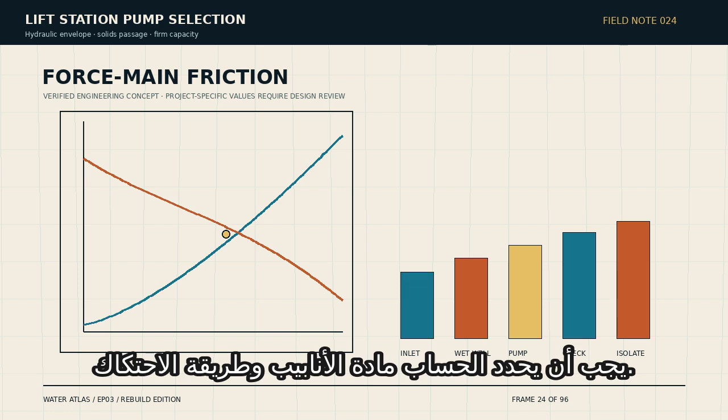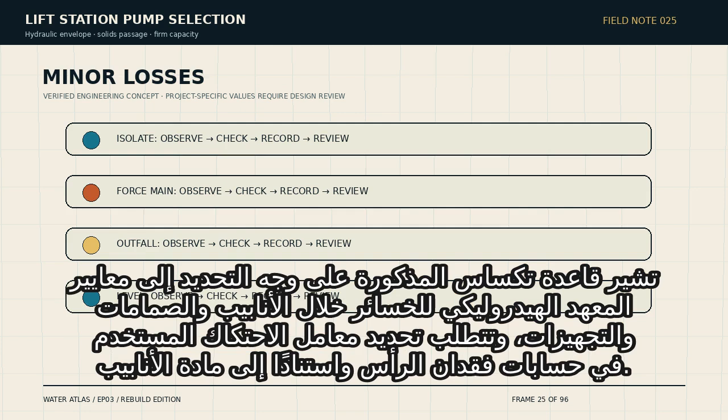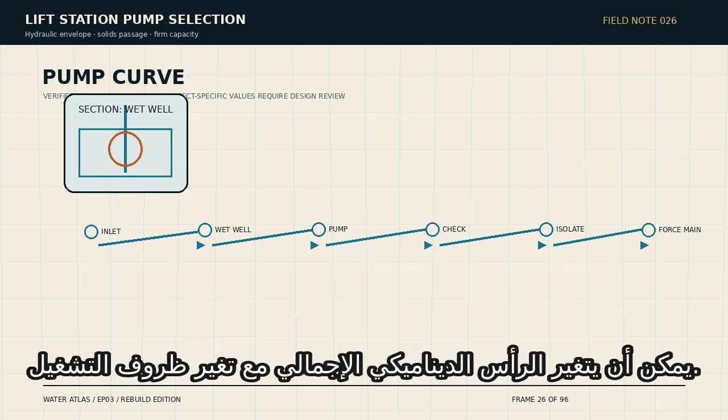Total dynamic head can shift as operating conditions shift. Wet well level changes alter elevation areas. Flow changes alter friction and minor losses. The force main condition can create different normal and peak system curves where the applicable design requirements are clear. For that reason, engineers compare.